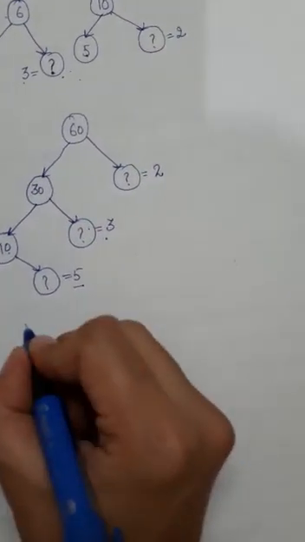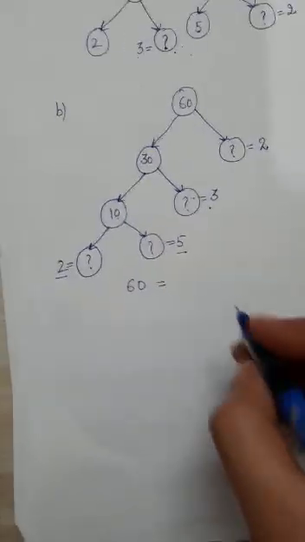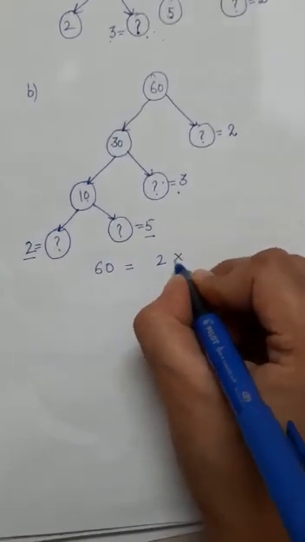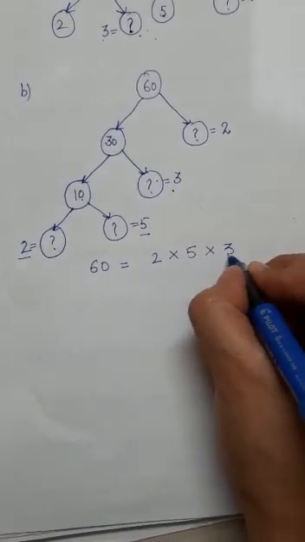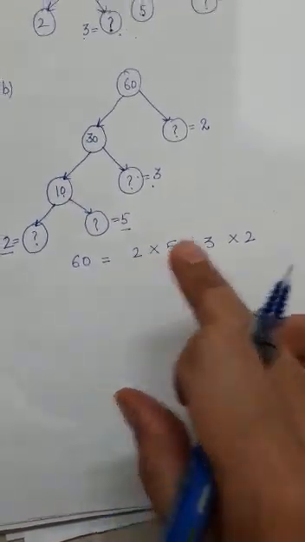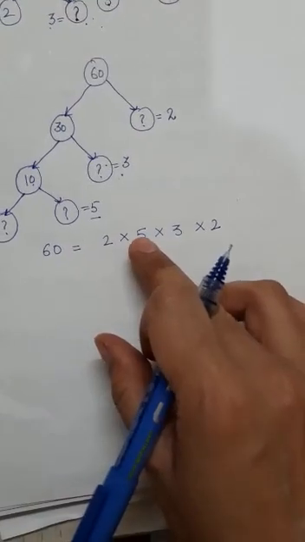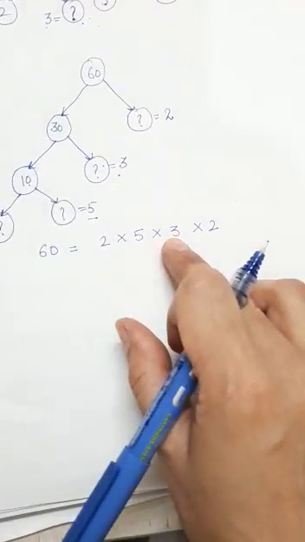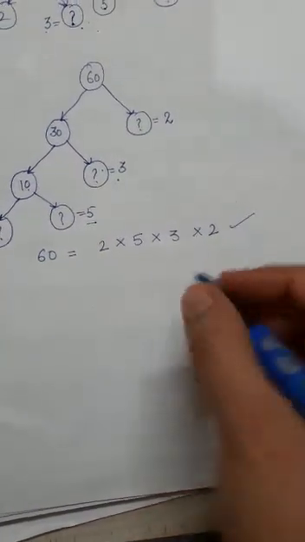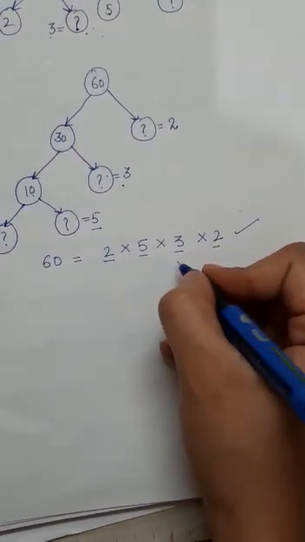So now the complete factorization, I must say the complete factorization of 60 is 2 multiplied by 5 multiplied by 3 multiplied by 2. Check your answer by finding the product of these factors. 2 fives are 10, 10 threes are 30, 30 twos are 60. That means our prime factorization is correct, and here all the factors are prime numbers.